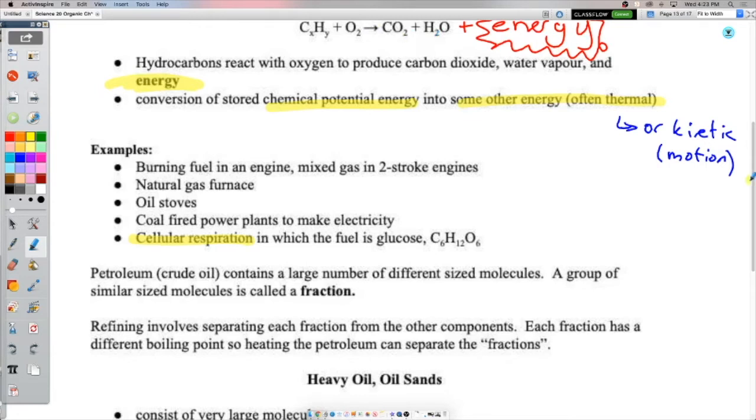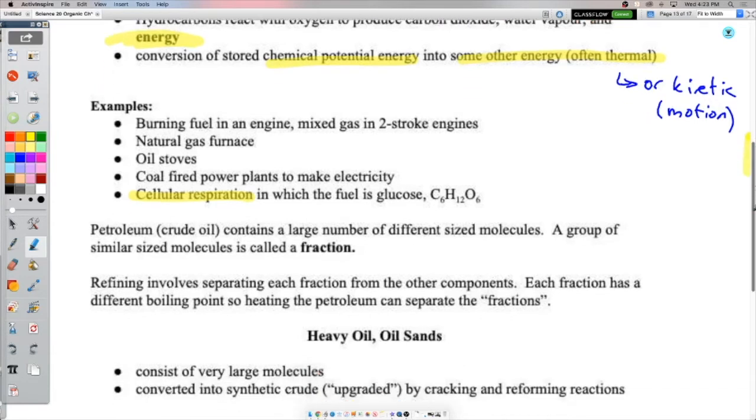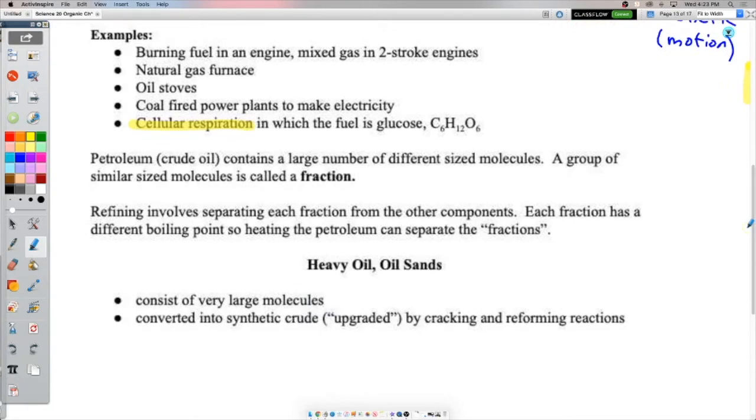Okay, so like we said, petroleum, crude oil, right? Two words for the same thing. Contains a large number of different size molecules. It's a hydrocarbon soup. Now, if we take a group of similar size molecules, so like, for example, about, I don't know, C7s to C9s, those are all kind of similar size, which means they'll have a similar boiling point. We kind of just group them and we say, okay, let's call that little group a fraction. They're a fraction of the whole. They're a little piece of it.